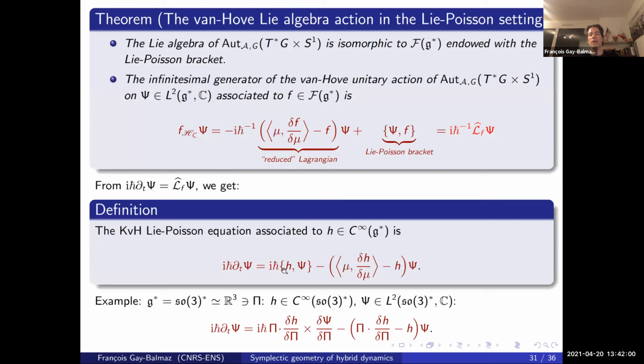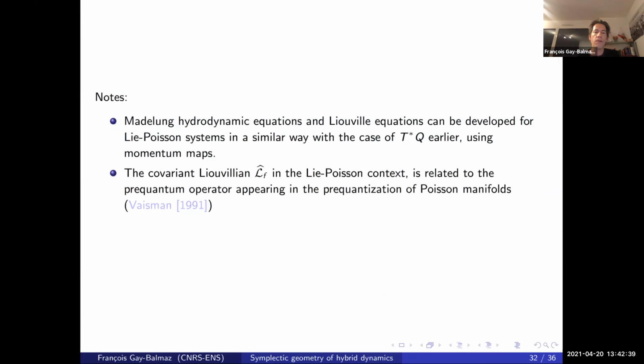You recognize here the same Poisson contribution as before. And here you have the Lagrangian, but now on the dual Lie algebra, for Lie algebra momentum mu. So this is the phase space Lagrangian written on the dual Lie algebra. For instance, if you have a classical rigid body, this is the kind of KVH equations that you have. And the associated density still satisfies the Liouville equation as before, given by a momentum map, no problem, right?